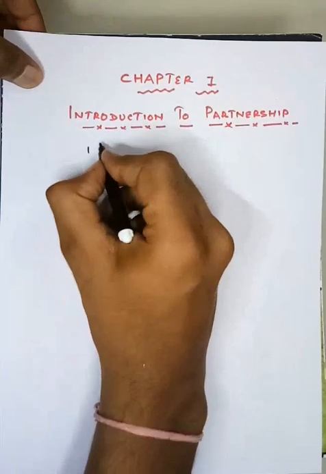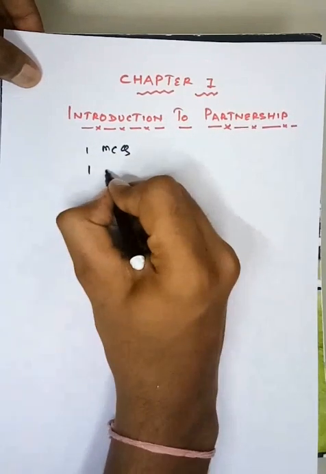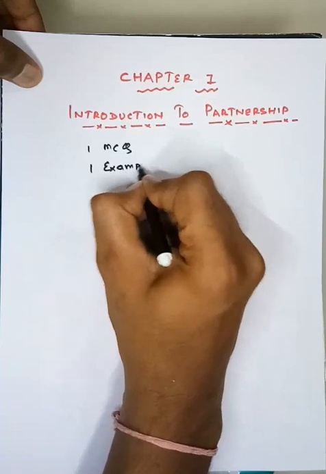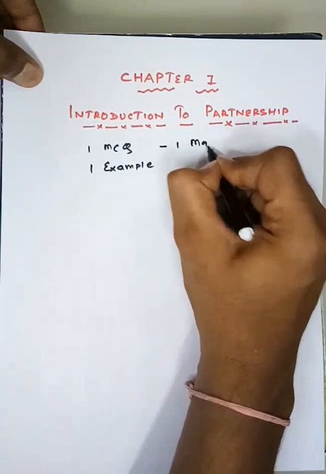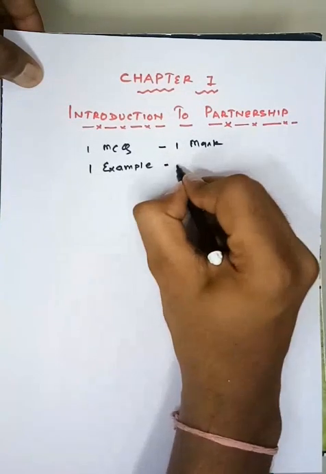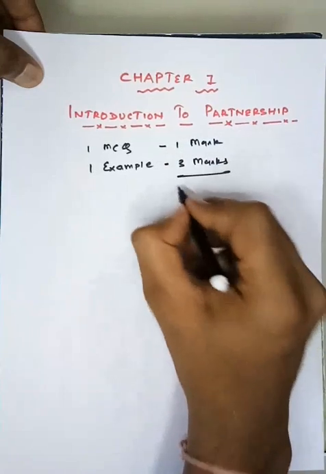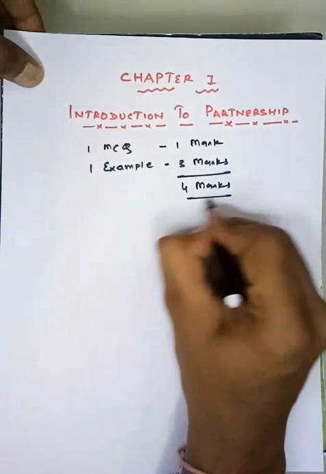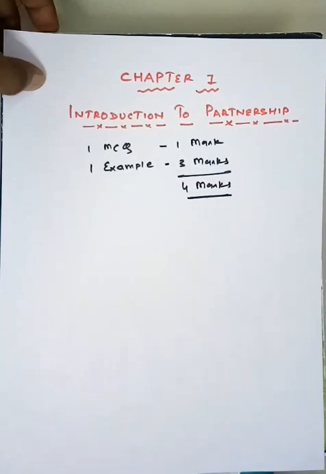one MCQ and one example is going to be asked. One MCQ, that means for 1 mark, and one example, that means 3 marks. So ultimately from this particular chapter you can score easily 4 marks. Okay, so all the best. Let's start with the first example of this particular chapter.